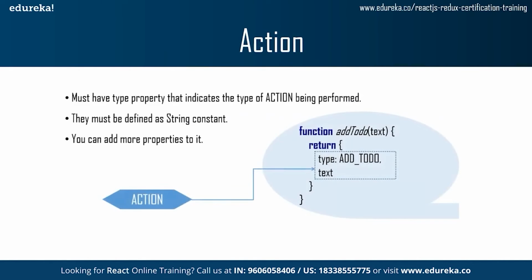For example, here as you can see, we define the type as add to do, and then we can define the parameters as text. Now actions are created by action creators. Some of the points to be considered in actions are that it must have a type property that indicates the type of action being performed. They must be defined as a string constant, and you can add more properties to it.